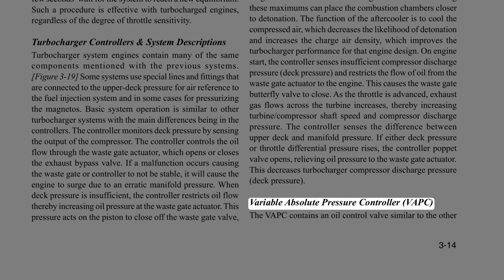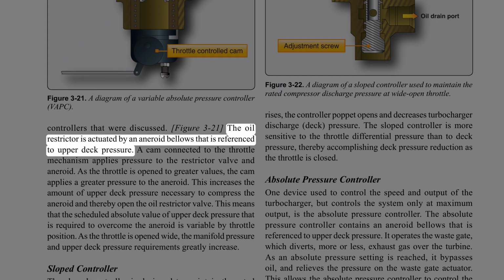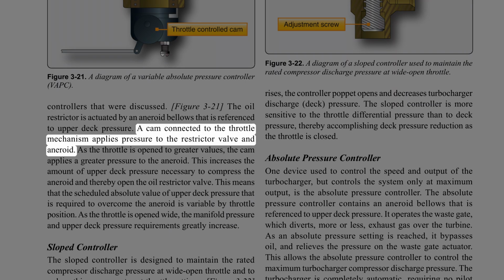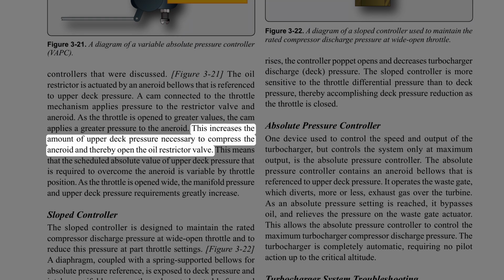Variable Absolute Pressure Controller, VAPC. The VAPC contains an oil control valve similar to the other controllers that were discussed. The oil restrictor is actuated by an aneroid bellows that is referenced to upper deck pressure. A cam connected to the throttle mechanism applies pressure to the restrictor valve and aneroid. As the throttle is opened to greater values, the cam applies a greater pressure to the aneroid. This increases the amount of upper deck pressure necessary to compress the aneroid and thereby open the oil restrictor valve.